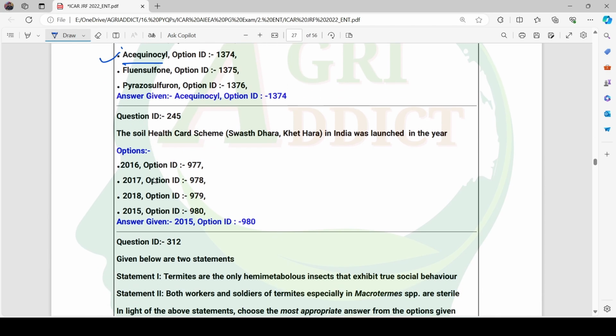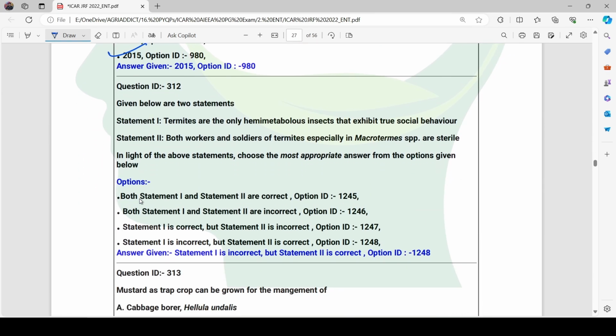The soil health card scheme, Swasth Dhara Khet Hara, in India was launched in which year? It was launched in 2015. Important general agriculture question.